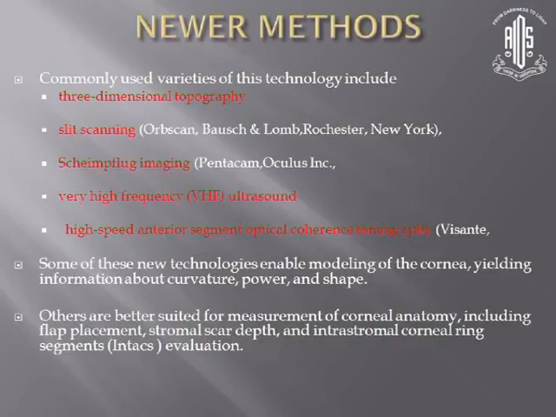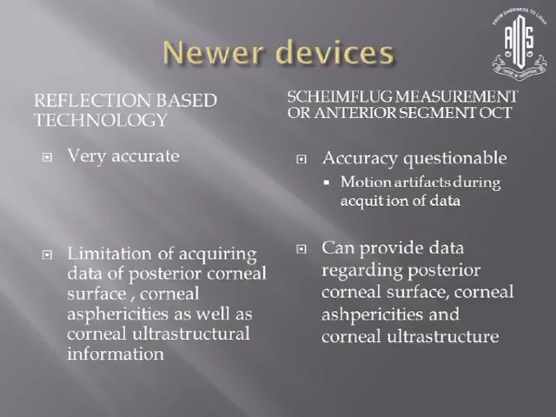There's a three-dimensional topography, there is a slit scanning method, which is normally used in Orbscan. There is a Scheimpflug imaging method used in Pentacam. You have high-resolution anterior segment OCT in Visante. So there are various methods. All of them have their pros and cons. These new technologies enable us to measure the cornea, yielding information about the curvature, power, and shape. Certain methods also help us to measure the anatomy as well, like the flap placement post LASIK or the depth of the scar. We can also use them to finalize the depth of the intracorneal ring segments.